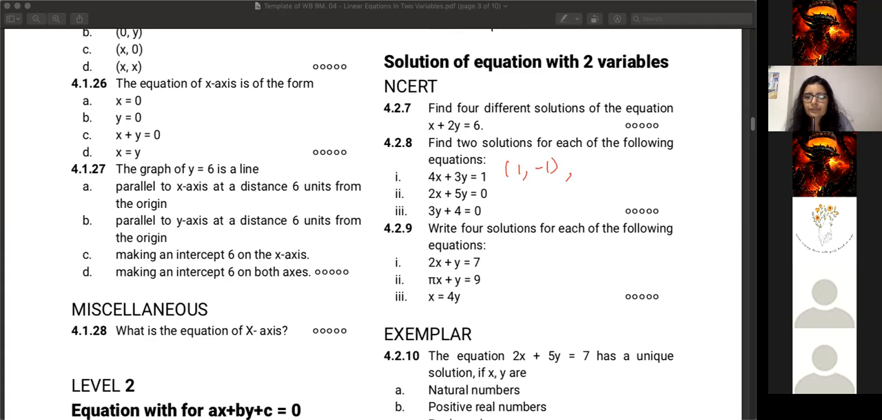So how, ma'am? For the first one, no? For both of them. No, in the first question, right? 4x plus 3y is equal to 1 and 2, 0. So you took x equal to 0 once and y equal to 0 once. If x is 0, this becomes 0. So y value, will you get 3 or 1 by 3?